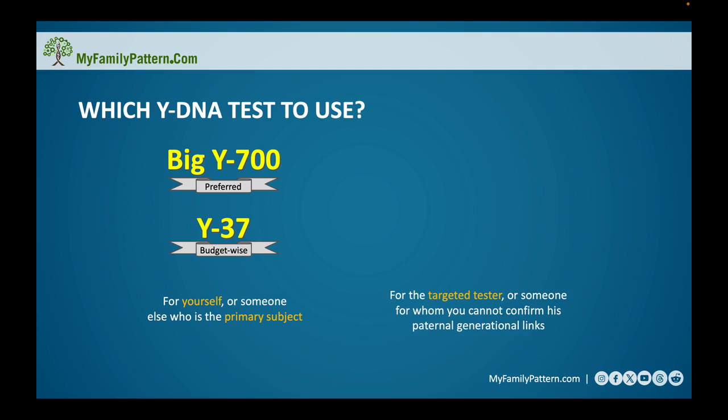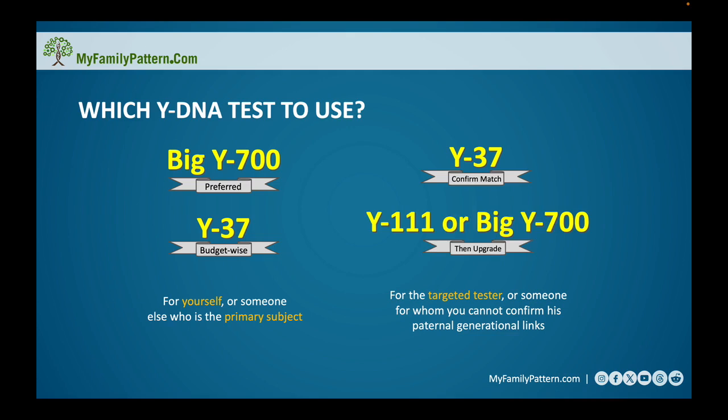For your targeted DNA tester, somebody else that you're looking to compare your results against, I recommend starting with the Y37. Because if you have somebody whose paternal generational links you can't guarantee or confirm, then take that Y37 test for them. Confirm that they are a match to you or your primary subject, like your brother or uncle. And then if they are, upgrade them to a more robust test, and hopefully that would be the Big Y.